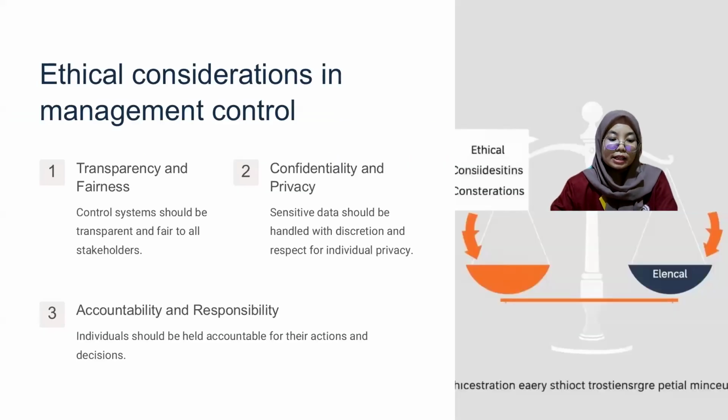The next is ethical considerations in management control. One, transparency and fairness. Control systems should be transparent and fair to all stakeholders. Two, confidentiality and privacy. Sensitive data should be handled with caution and respect for individual privacy. Three is accountability and responsibility. Individuals should be held accountable for their actions and decisions. So these are the ethical considerations in management control.